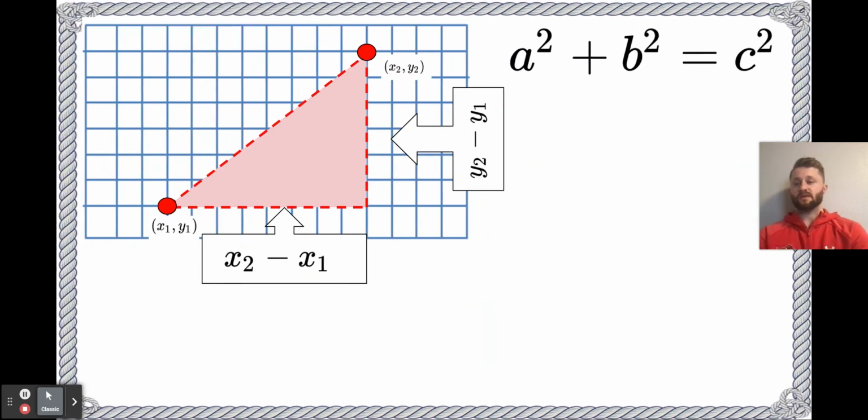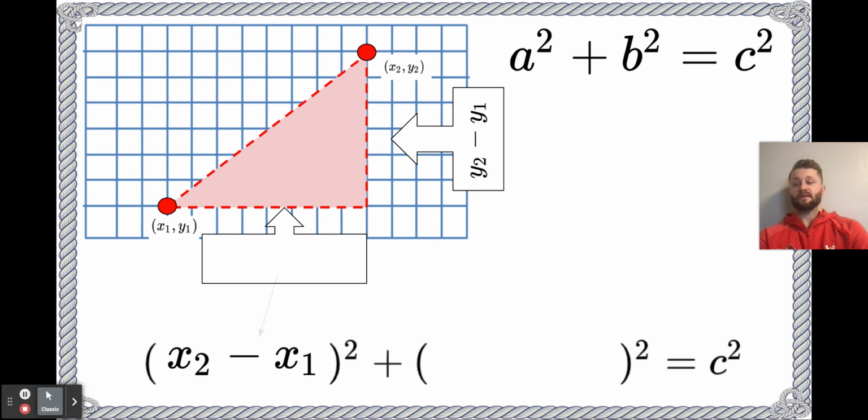And so since we can use the Pythagorean theorem to solve for the hypotenuse of any right triangle, we can treat this the same way. Our Pythagorean theorem up here, a squared plus b squared equals c squared, means I need to plug in the lengths of both legs of my right triangle in order to solve for the hypotenuse of my right triangle. And in this case, my horizontal distance is just x sub 2 minus x sub 1, and we can plug that into our Pythagorean theorem here.